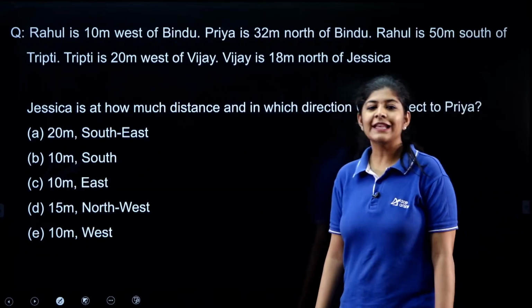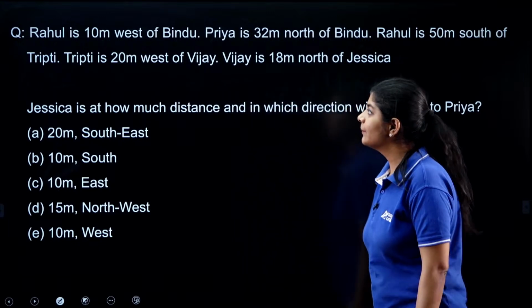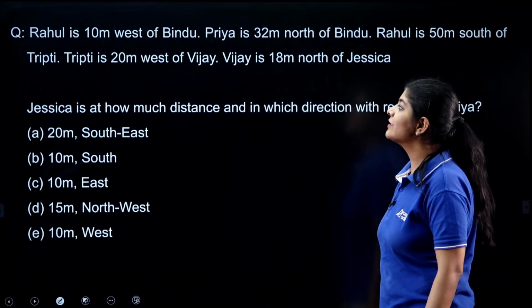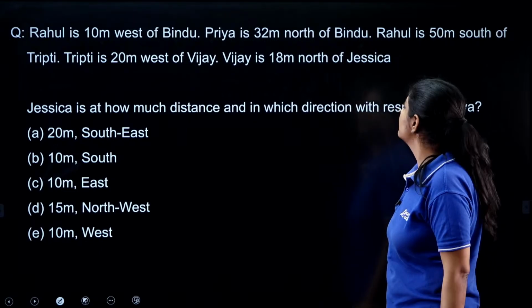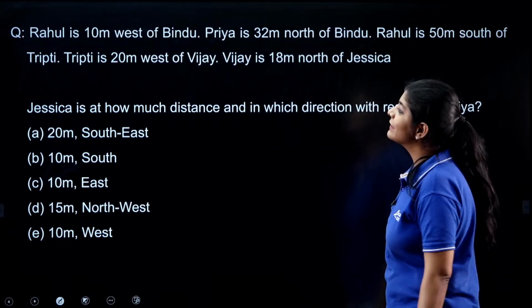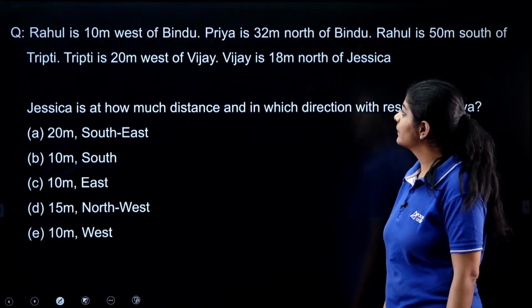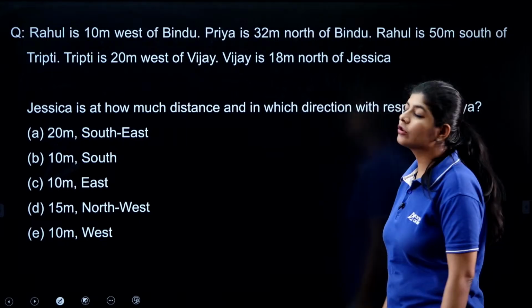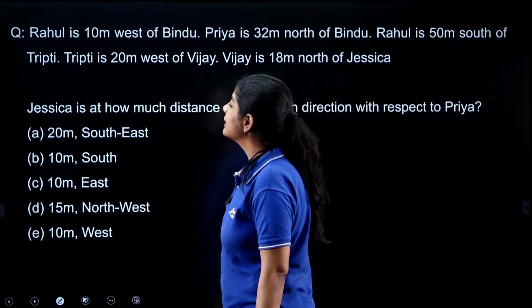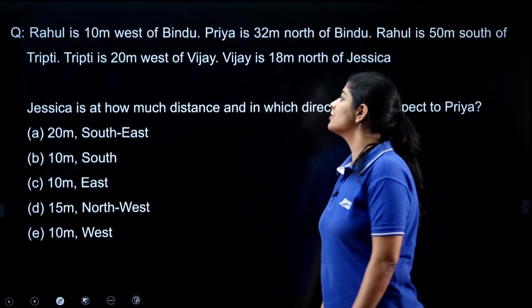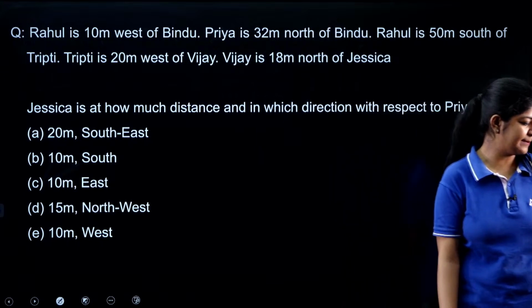Next. The next question is from the concept of direction sense and it says that Rahul is 10 meter west of Bindu. Priya is 32 meter north of Bindu. Rahul is 50 meters south of Tripti. Tripti is 20 meter west of Vijay. Vijay is 18 meter north of Jessica. The question wants to know at what distance and in which direction Jessica is with respect to Priya. This is a very simple one.